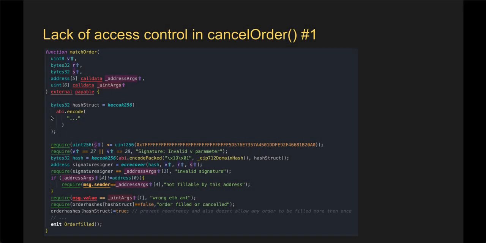This example is a bit more complicated in the sense that there is a lot of code, but the issue is similar. So we have the match order function. This function was from some NFT marketplace, where you can sell your NFT, and at the end you could, for example, match the order that was based on your NFT. All the checks are done.